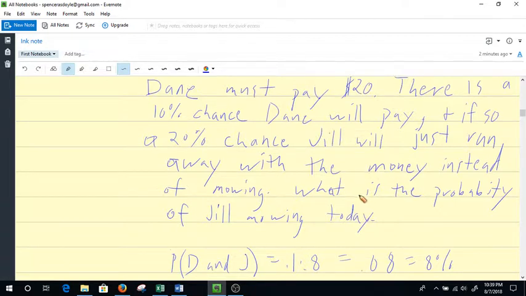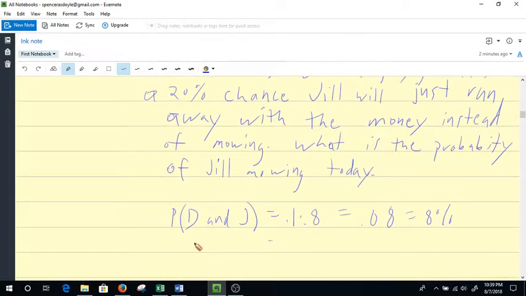So, what is the probability of Jill mowing today? Well, that would be the conditional probability of D and J happening, right? He has to pay, but we're having her mow. So remember what this 20% chance correlated to. This was the chance that she ran away. If there's a 20% chance she ran away, then there's an 80% chance she would mow. So 0.1 times 0.8 would be 0.08, which is equal to 8%.